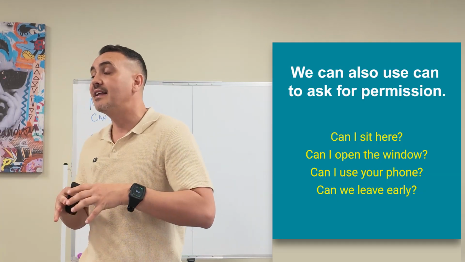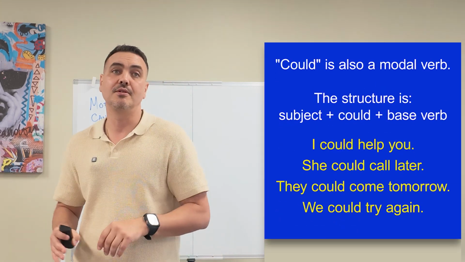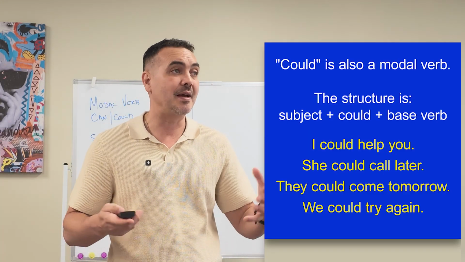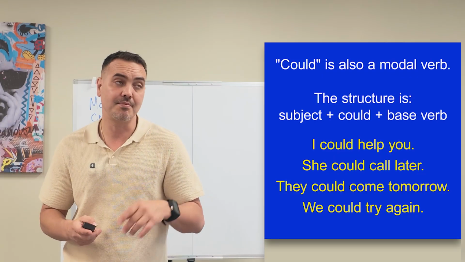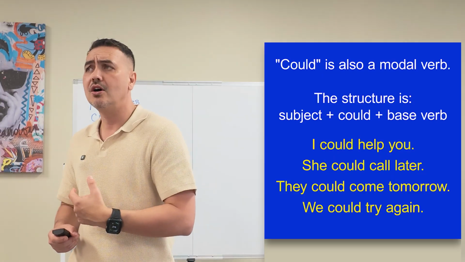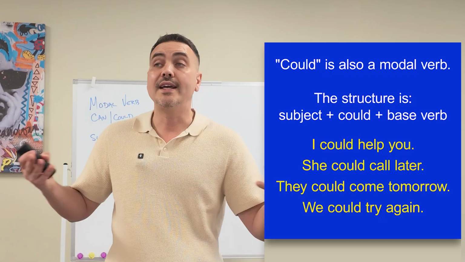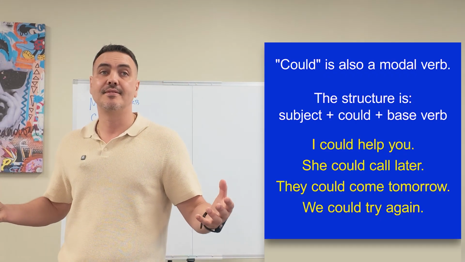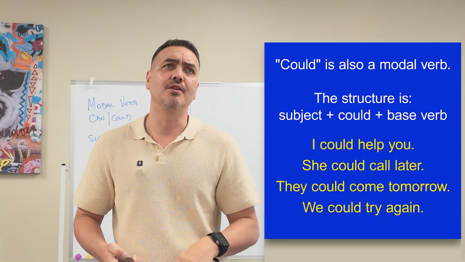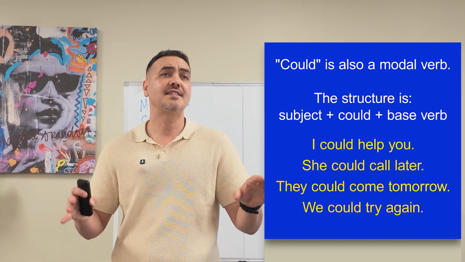Now let's look at the word could, okay? Could is also a modal verb, okay? And the structure is subject plus could plus the base verb. For example, I could help you. She could call later. They could come tomorrow. We could try again. And after could, the verb also stays in the base form, okay? You would say, he could come. You would not say, he could comes.